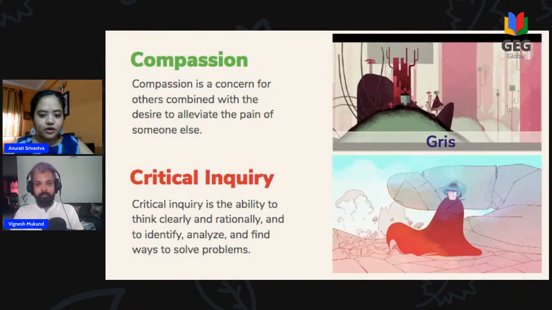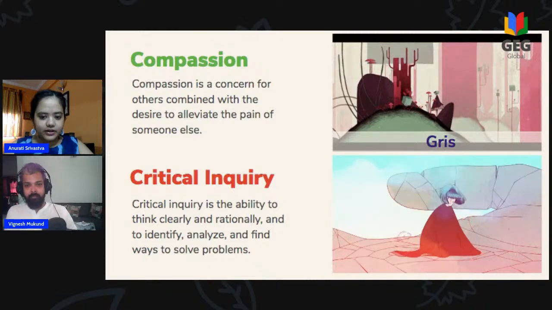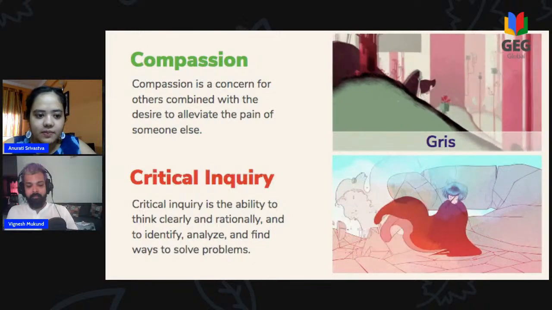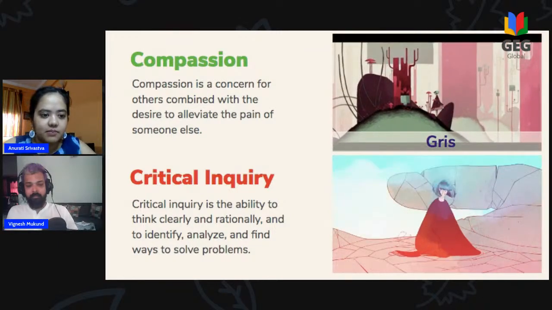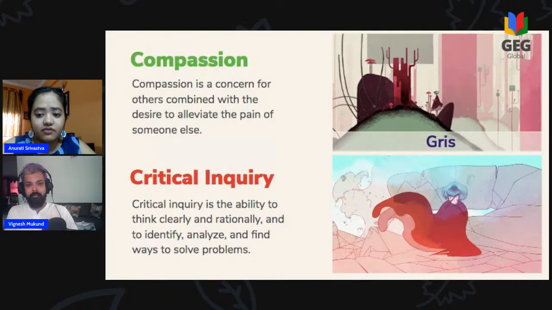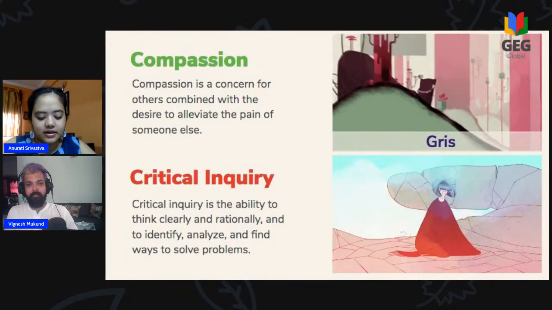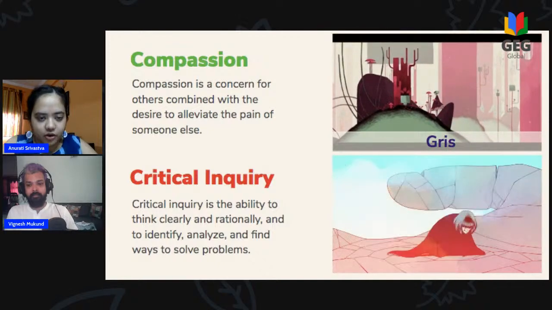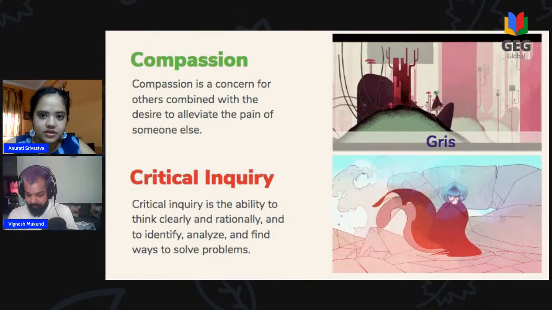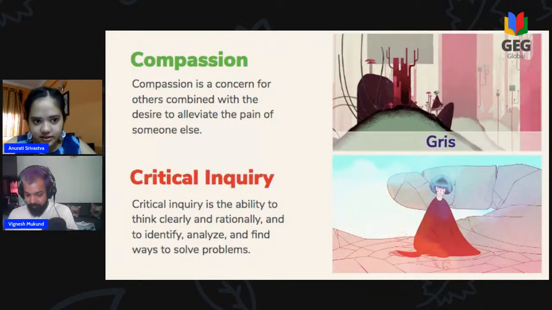So now I'm going to talk about compassion and critical inquiry and how a single game can be used to inculcate both of these SEL skills. Compassion is a concern for others combined with the desire to alleviate the pain of someone else. It is in a way the willingness to show kindness, and it takes a step further from empathy, in that not only do you feel for the person, but you are motivated enough to help them.